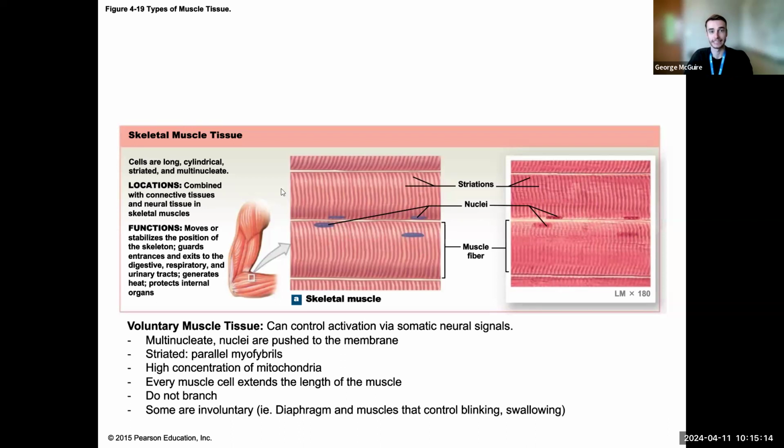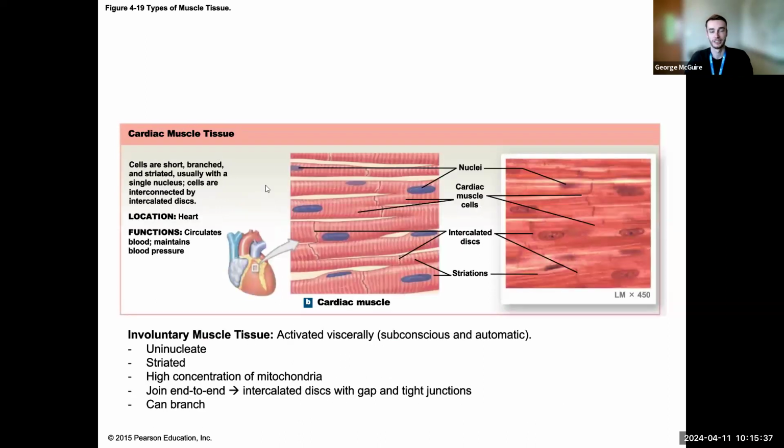Each muscle cell extends the entire length of the muscle, and they have these striations. So those are all characteristics to look for. Those striations are formed from parallel myofibrils, which are the contractile units of our skeletal muscles. We'll talk more of that later. And skeletal muscles do not branch. That part is important because as we move on to our cardiac muscle tissue, it is also striated, but it does branch.